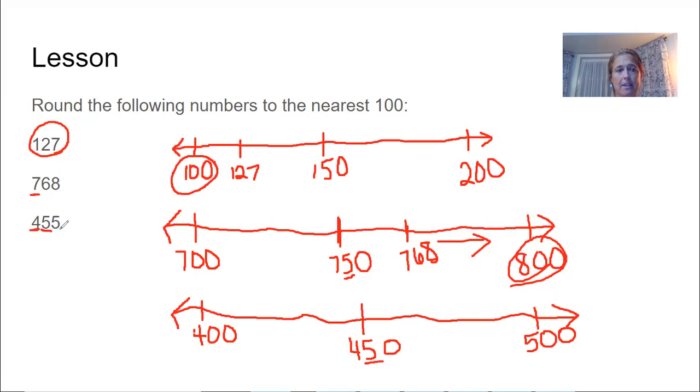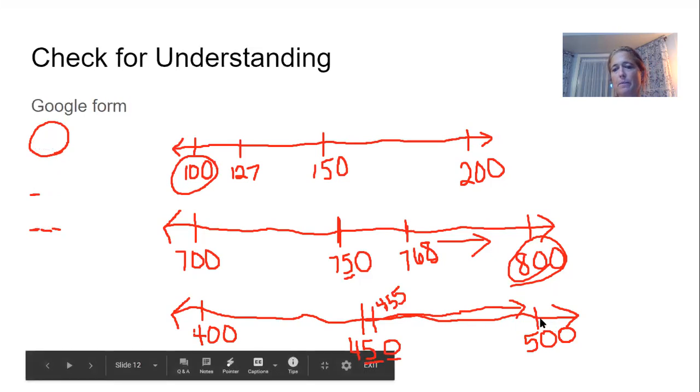But look, this has a 5 in the ones place, and this has a 0. So 455 would be right about here, okay? So it's not much bigger than 450, but it is larger than 450. And remember, anything that's equal to or above rounds to the higher number. Anything equal to that midpoint and above rounds to the higher number. So 455, whoa, would round to 500. All right.